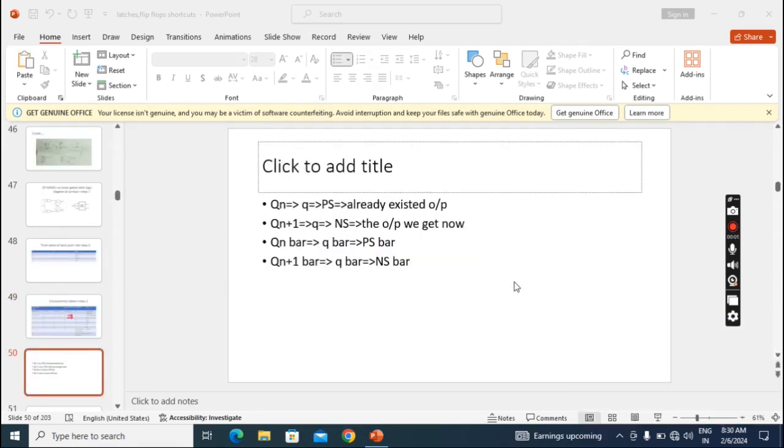In this lecture we'll discuss present state to next state representation. Generally we represent Qn as the present state and Qn plus 1 as the next state. Okay, present state means the already existing output, and next state means the output we get now. Okay, sometimes you may get confused about what is Qn, Qn plus 1, and what is Q, what is Q bar.